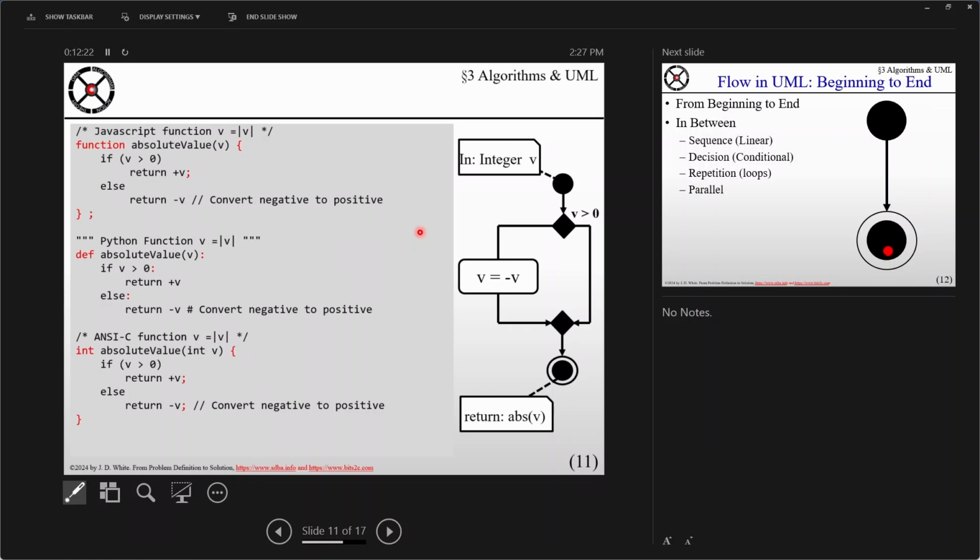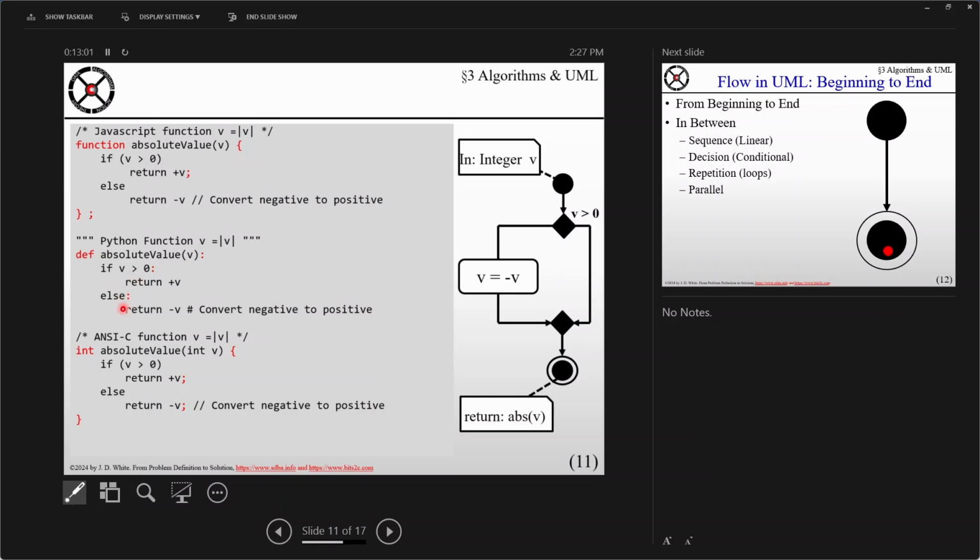The same algorithm can be done in a few different languages. For example, here's the implementation in JavaScript. Okay, function, absolute value, if v is greater than 0, return plus v, semicolon, else return minus v, and there's a semicolon at the end. If we do it in Python, basically the comment is illustrated by these three quotation marks. One way of doing a multi-line comment is the 3 quotation marks, and instead of function, it's just def. Okay, and there's a colon here rather than the 2 brackets.